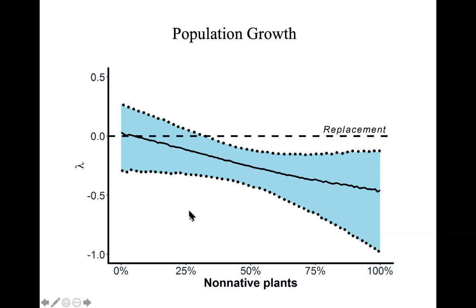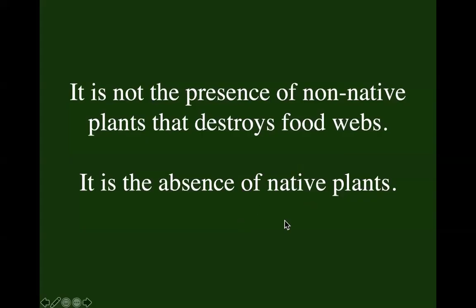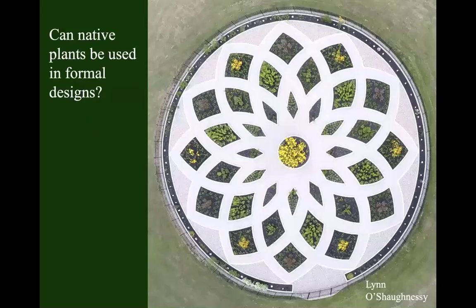And I'm excited about it because if my message was you can't have any non-native plants, very few people would be listening. You can have anything that's not invasive as long as it doesn't dominate your landscape. You've got to have 70% of the productive plants. Remember, it's not the presence of non-native plants that destroys food webs. It's the absence of native plants. So if we get more native plants back into our landscape, we can establish those productive food webs.